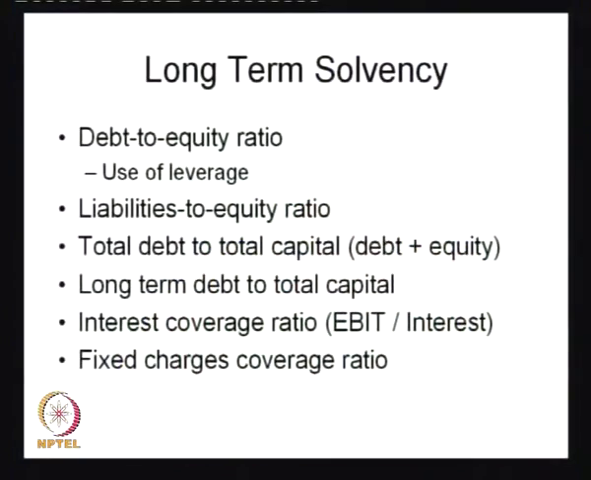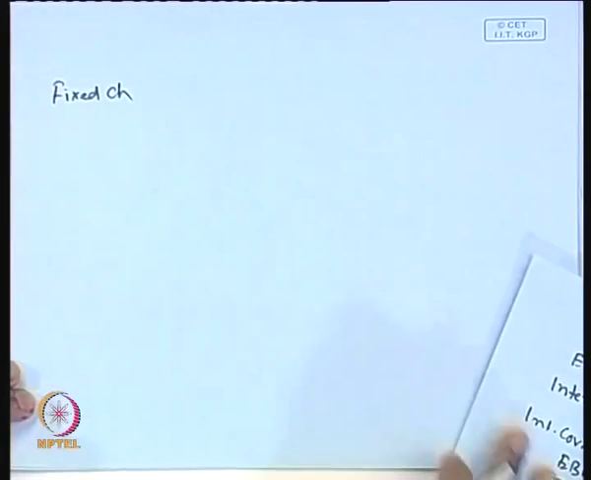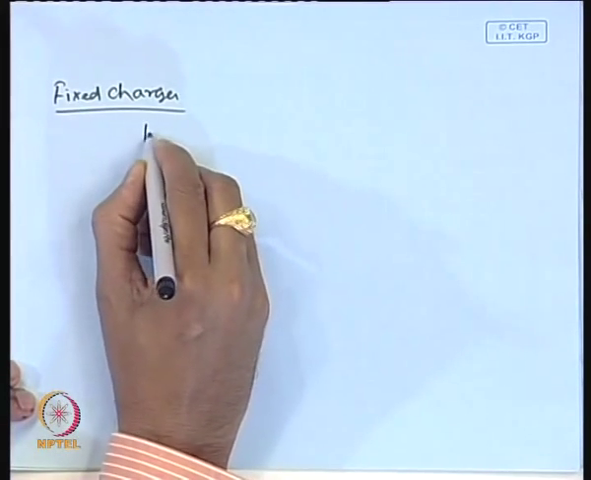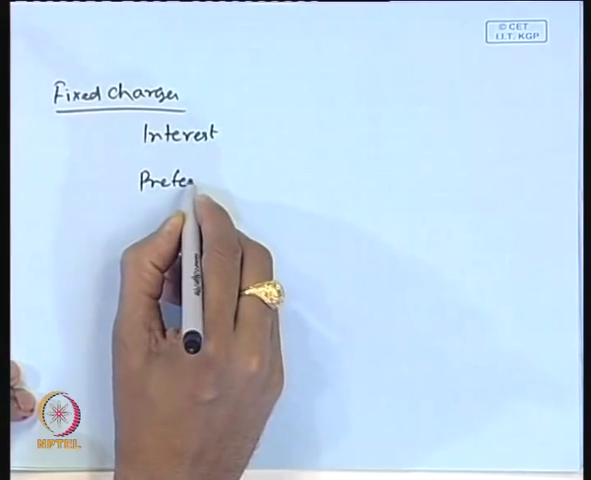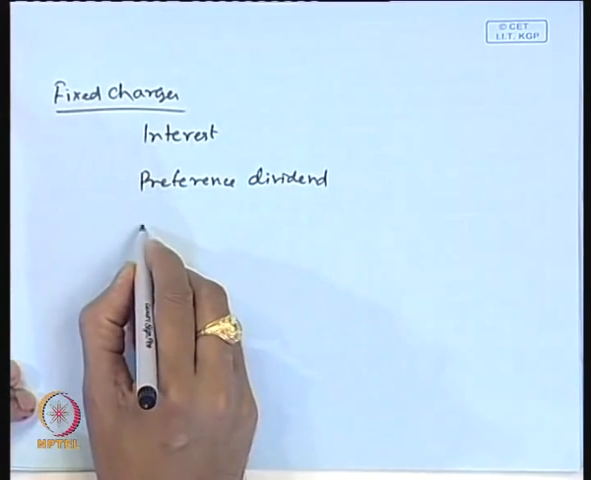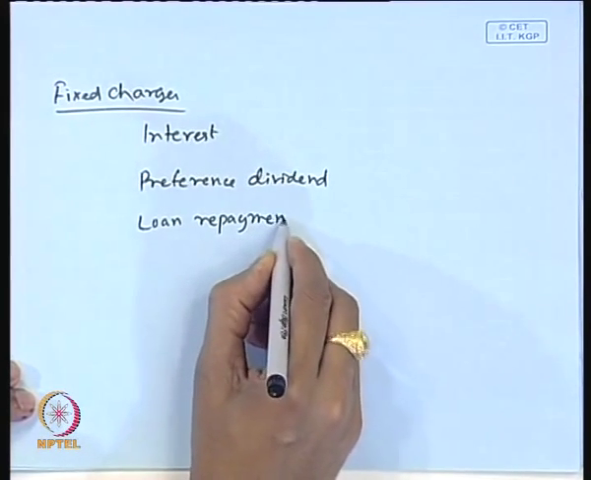Then the next one is called the fixed charges coverage ratio. In this we talk about the earnings before interest and tax, plus any other thing which is fixed for the company to be taken care of. For instance, the fixed charges for the company could be interest, which has to be taken care of; then the company may have a preference dividend that also has to be paid; then any loan repayment portion also has to be taken care of.